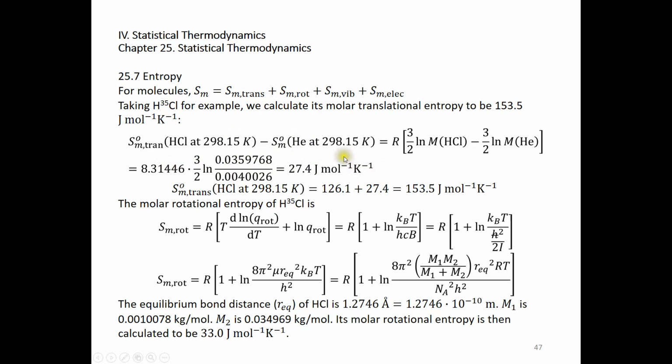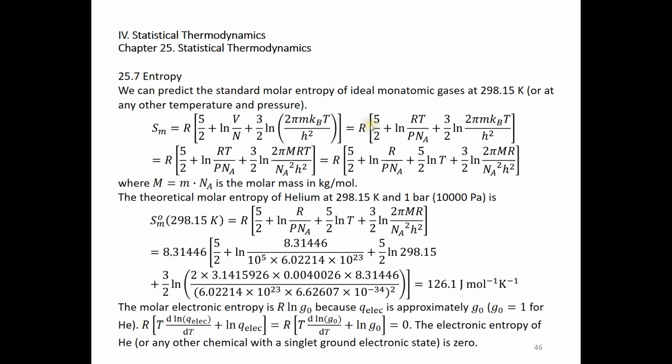The calculation is a little interesting here. I'm comparing the translational entropy of HCl with the translational entropy of helium. There's a reason I do this. Let's go back to the previous page. Okay, now if you look at this equation, you can see that between HCl and helium, the only difference is this M.